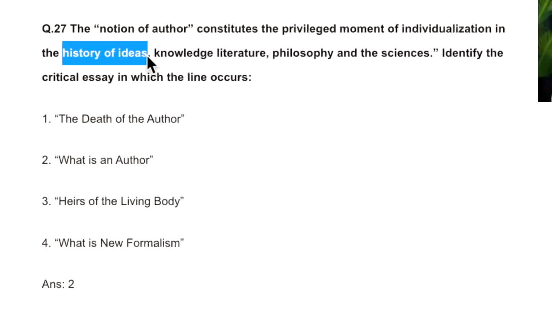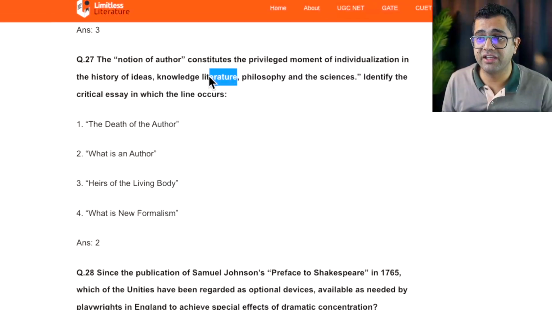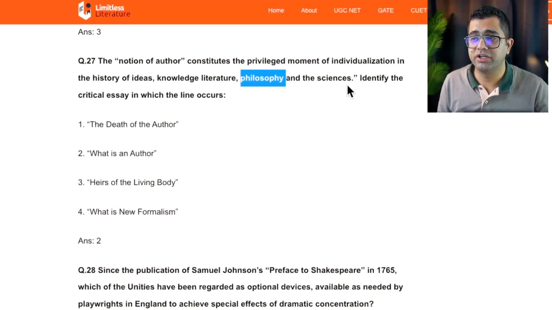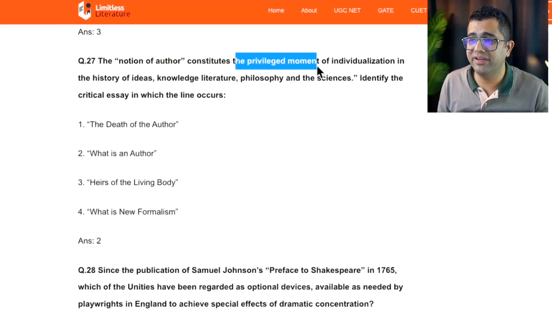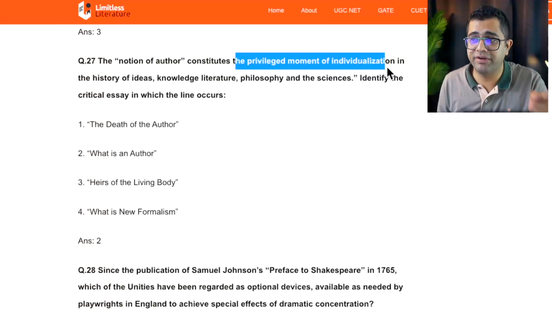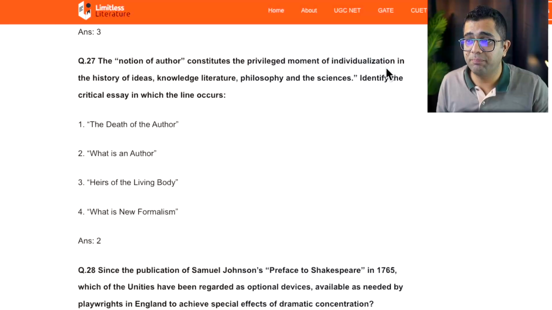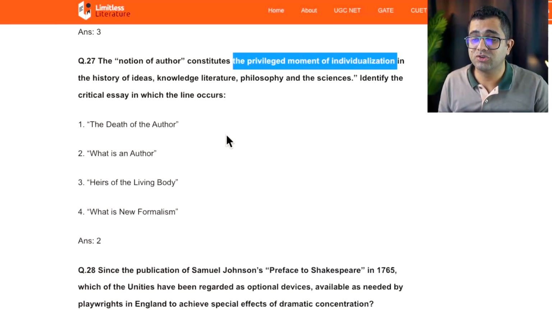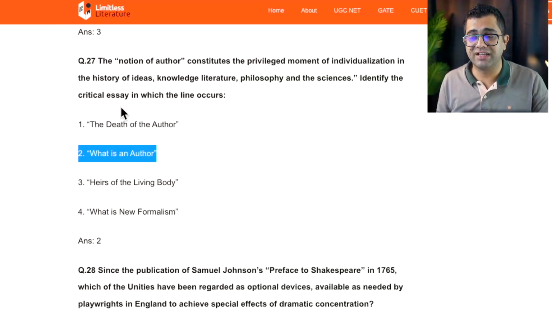If you want to publish any work, if you have some idea, you must publish it under the name of an author. Any literary work, any novel that you are going to write, you must write down the name of the author. Philosophy, write down the name of the author. So the notion of author constitutes the privilege. This is the keyword, the privileged moment of individualization. The privileged moment of individualization means the privileged moment of authorship. So that is what was asked in the question. So that is the answer.